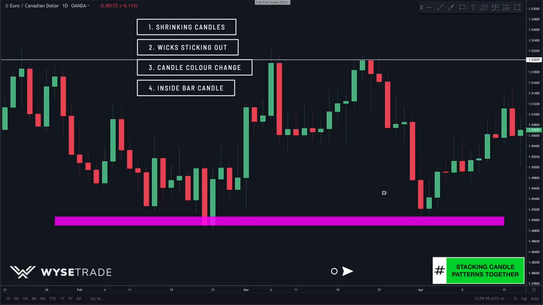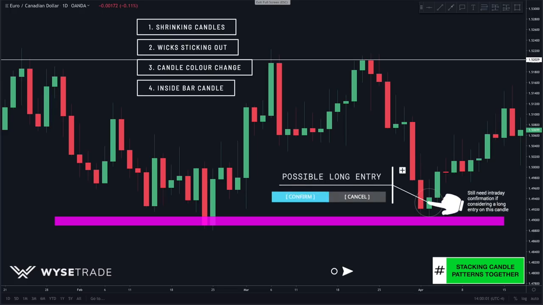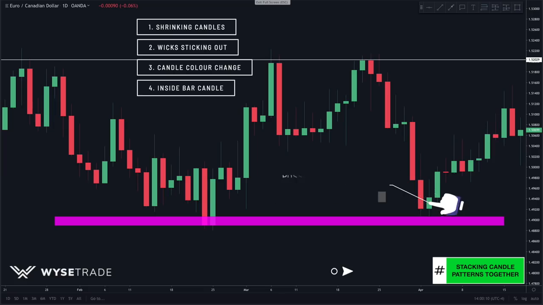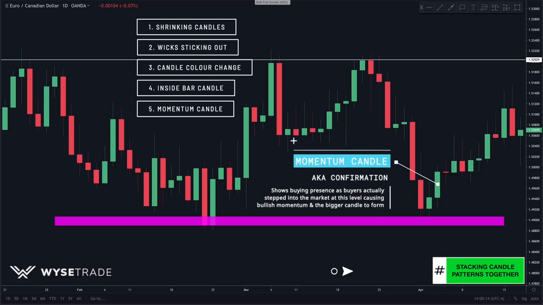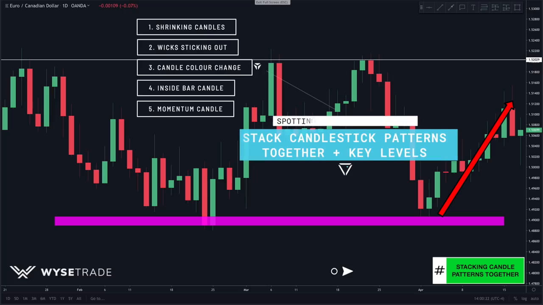Now, a lot of traders would look to go long right on this candle if they had intraday confirmation, which we will discuss in a future video. But for more secure traders, you can add in one more price action pattern, which is our fifth, the momentum candle. The momentum candle shows buying presence, as buyers actually stepped into the market, which causes this bigger candle to form. Again, stacking candlestick patterns in combination with key levels is a great way to qualify potential trade entries.